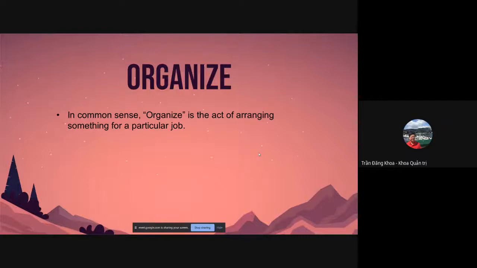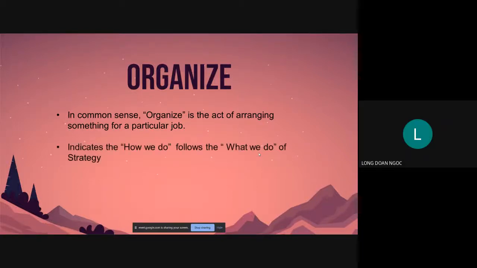Organize indicates the how we do, laid down by the what we do of the strategy. But the relevance between organizing structures and strategy is another story for a later time. Well, in short, we can conclude that organizing in management terms means the deployment of organization resources to achieve strategic goals.